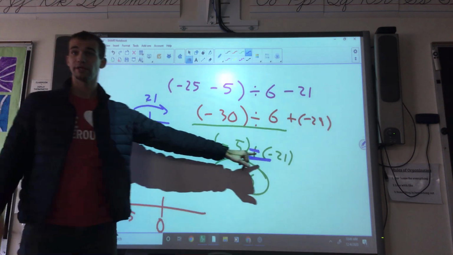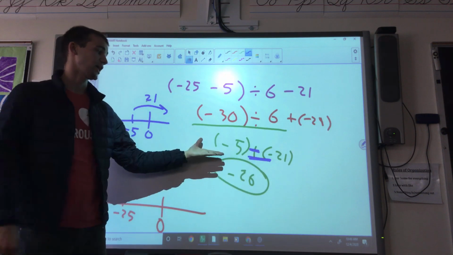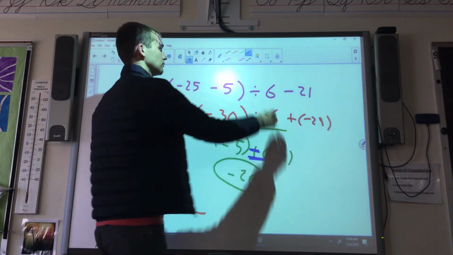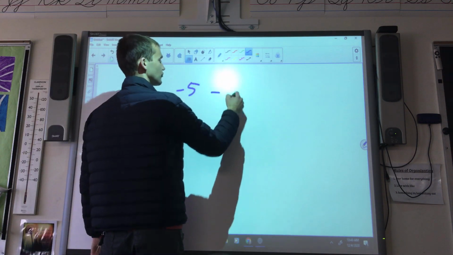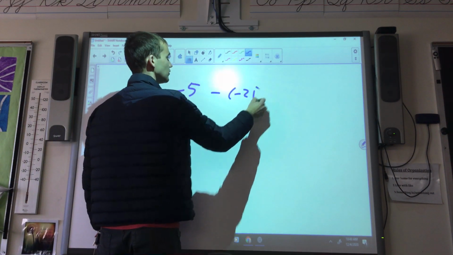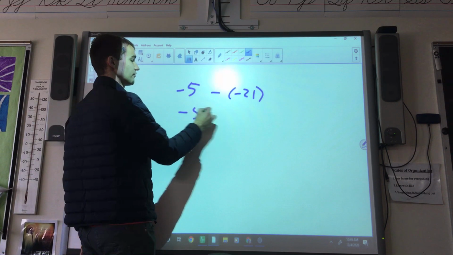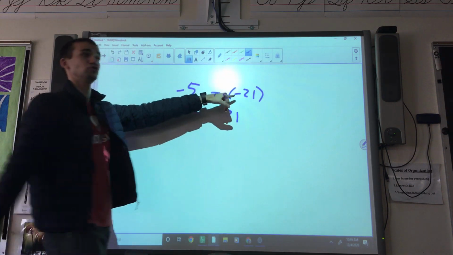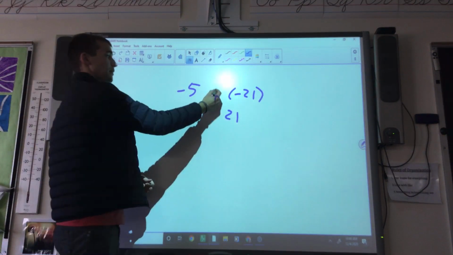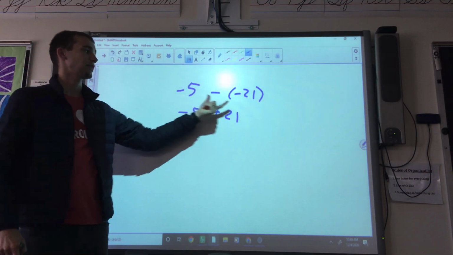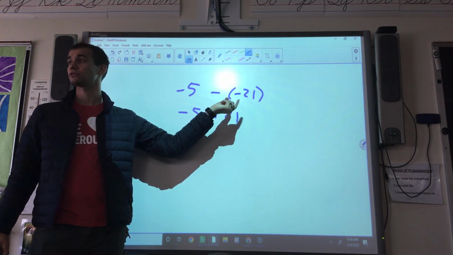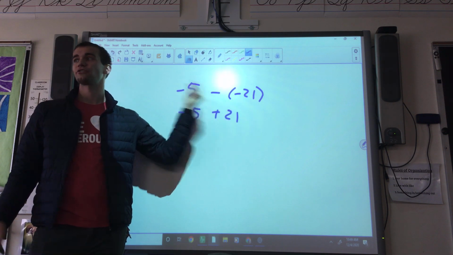So if I were doing this myself, I would say, hey, negative 5, subtracting a negative 21. Well, in my head, I would say, okay, negative 5 plus 21, because those two cancel each other out. If this is positive, these two do not cancel each other. When it's adding and subtracting, they have to be right next to each other for them to cancel each other out. I talked about that before.